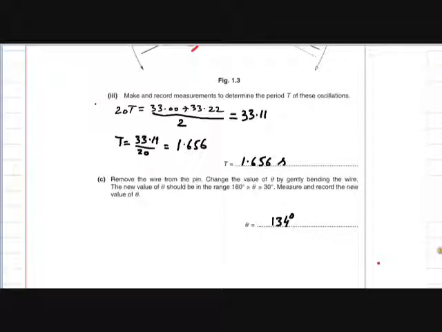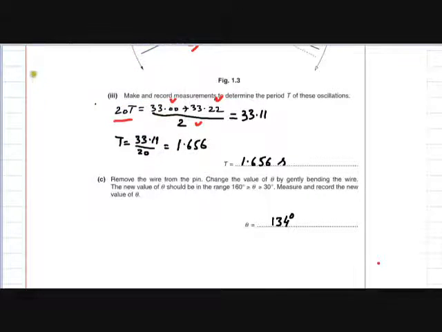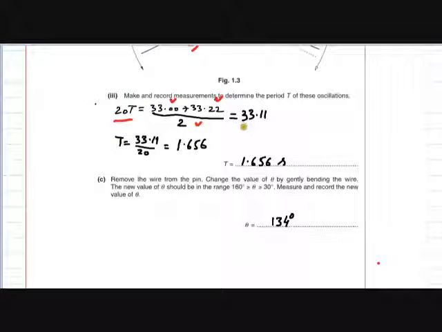So it is better to calculate the time for 20 oscillations. Already we have recorded the reading. You can see I have written here 20T. 20T means time for 20 oscillations, and this has been recorded in 2 decimal places. This is in 2 also, and the average has been taken. So it comes out to be 33.11. See this one, 2 decimal places. This must be correct, 4 significant figures.